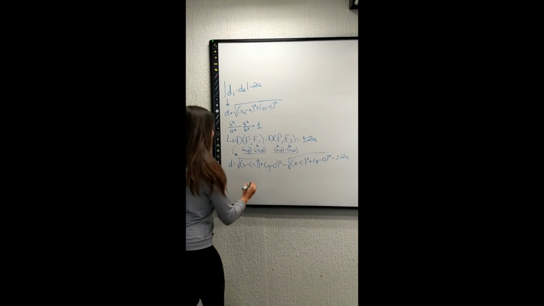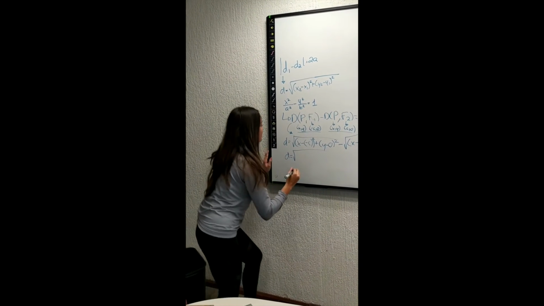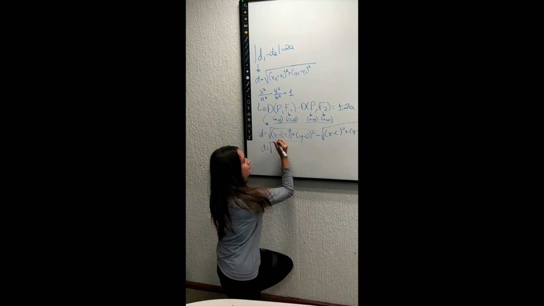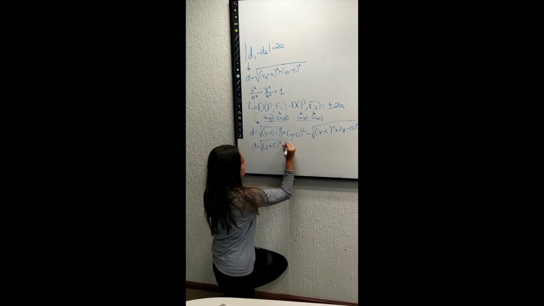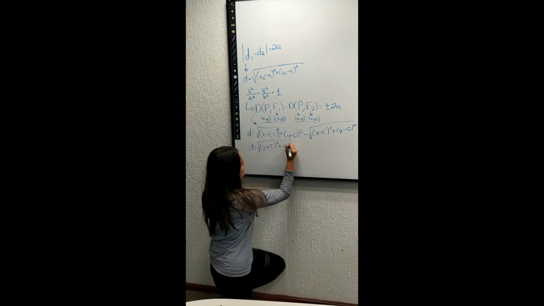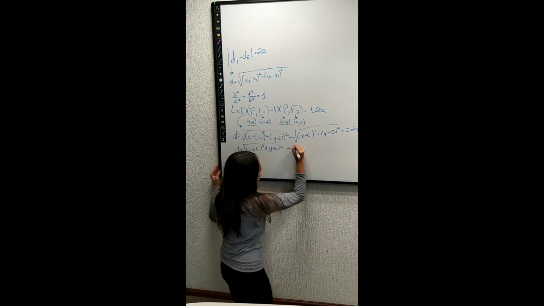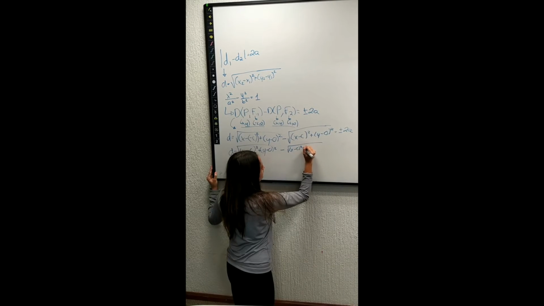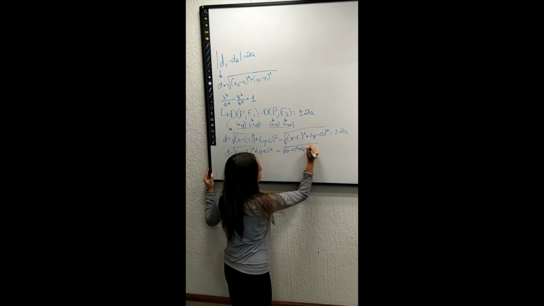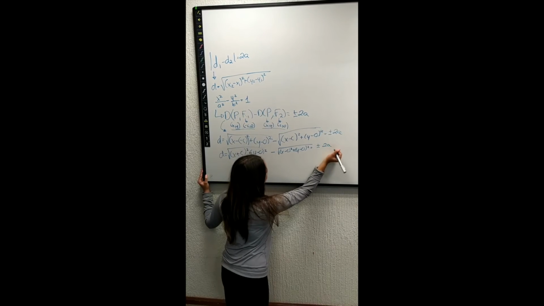Now we need to solve this. That is, the distance is equal to the square root of x plus c squared plus y minus 0 squared, minus the square root of x minus c squared plus y minus 0 squared, is equal to plus minus 2a.